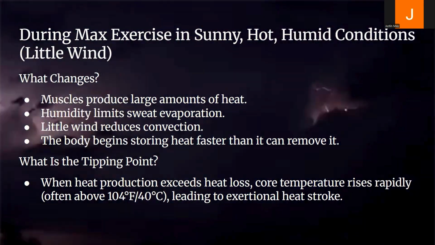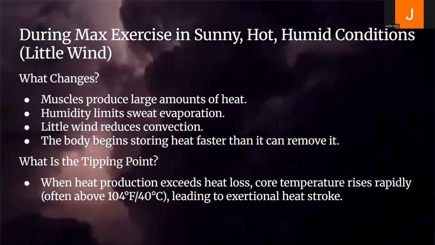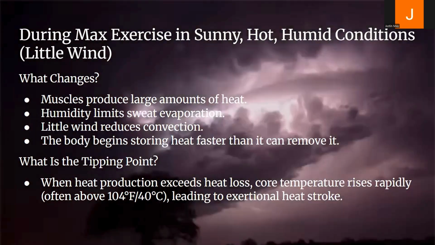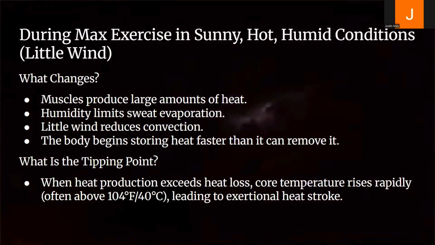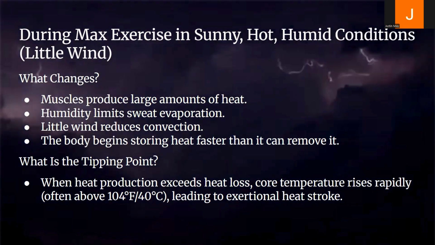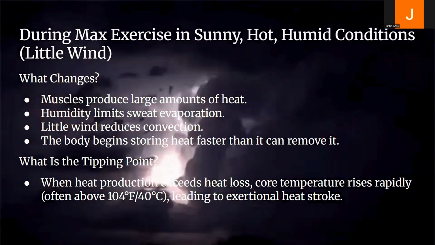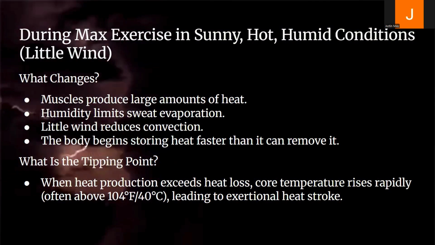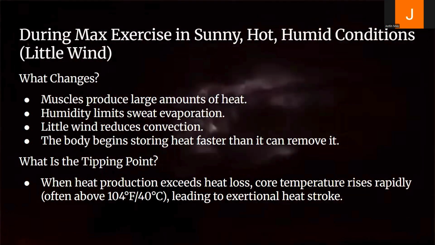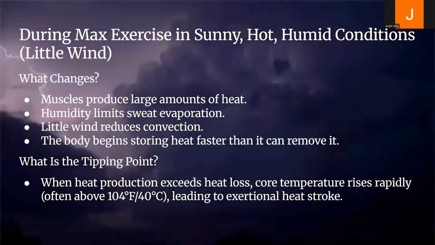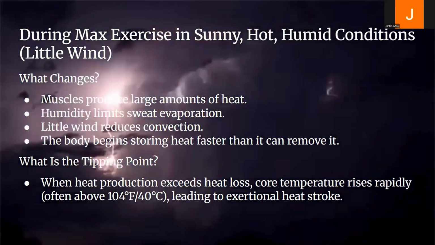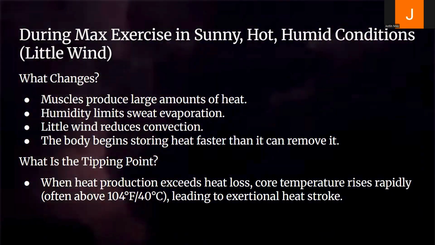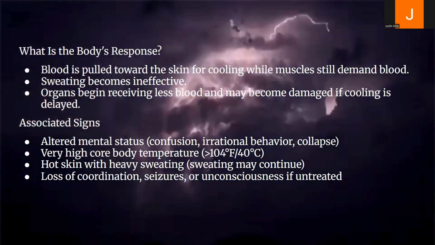During max exercise in sunny, hot, humid conditions with little wind, what changes? Muscles produce large amounts of heat, humidity limits the sweat evaporation, little wind reduces convection, and the body begins storing heat faster than it can remove it. What is the tipping point? When heat production exceeds heat loss, core temperature rises rapidly, often above 104 degrees Fahrenheit, leading to exertional heat stroke.